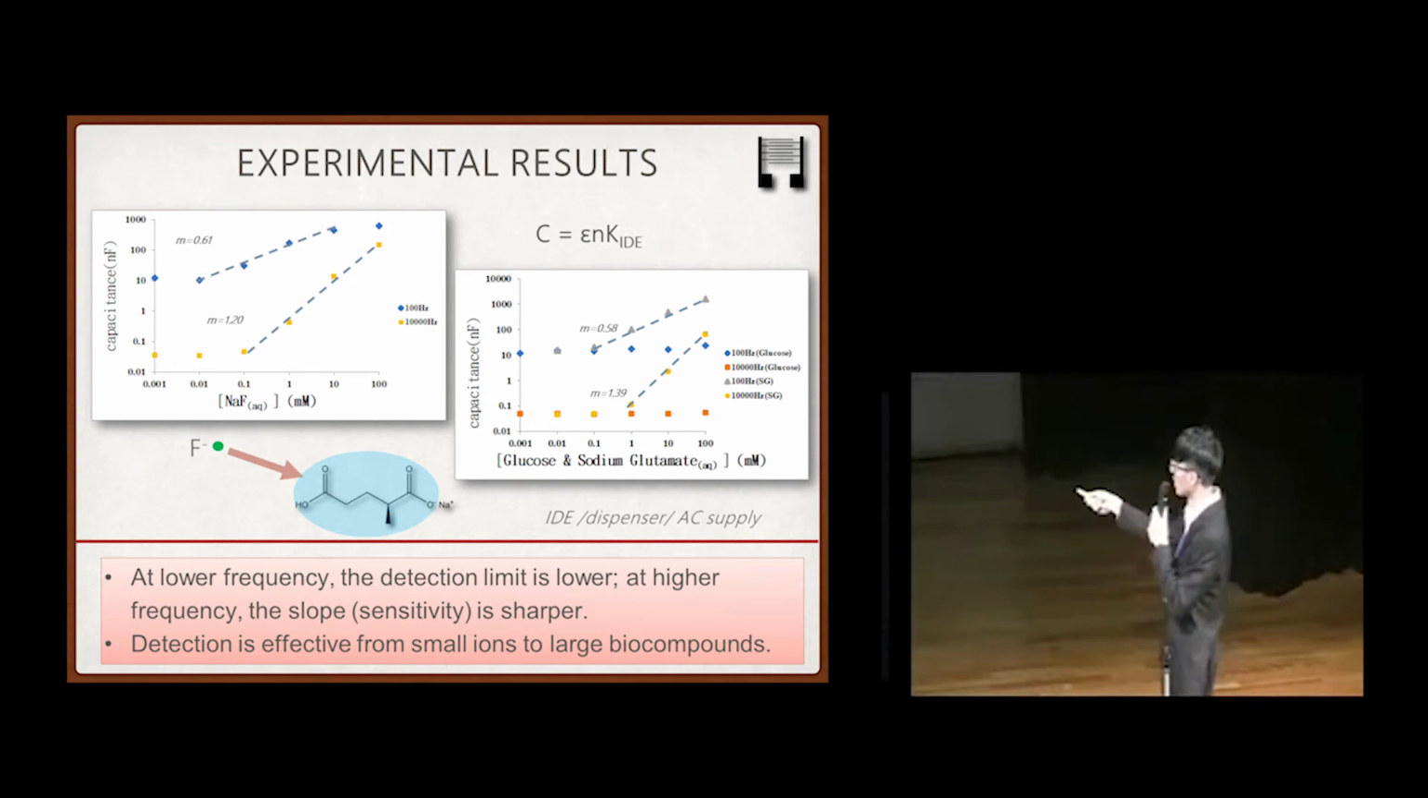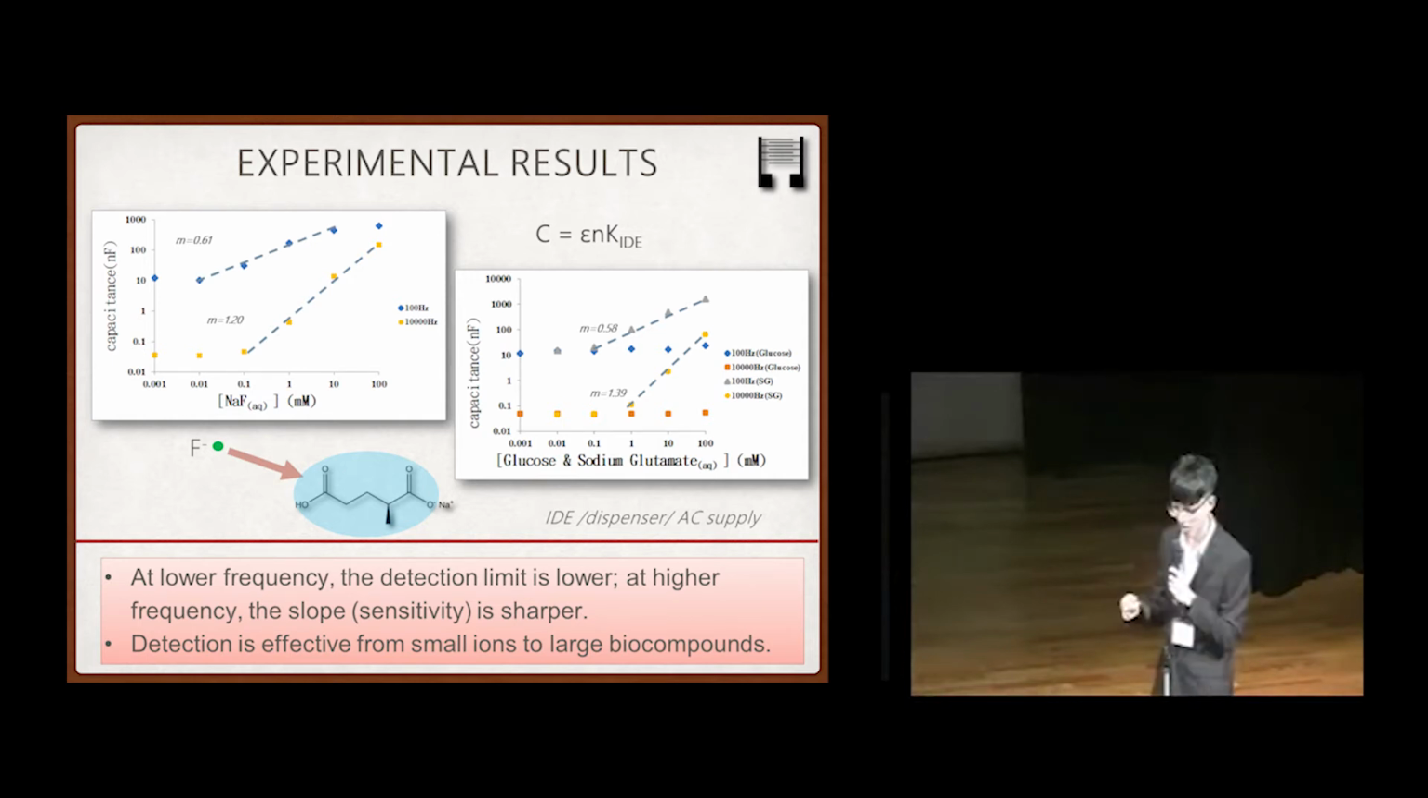So we choose the sodium fluoride, and the horizontal axis is about the concentration, and the vertical axis is about the capacitance. When the solution is at low frequency, the detection limit is lower, but the sensitivity is not sharper than at the higher frequency. And from the small ion to the big biomolecule, it has the same tendency.